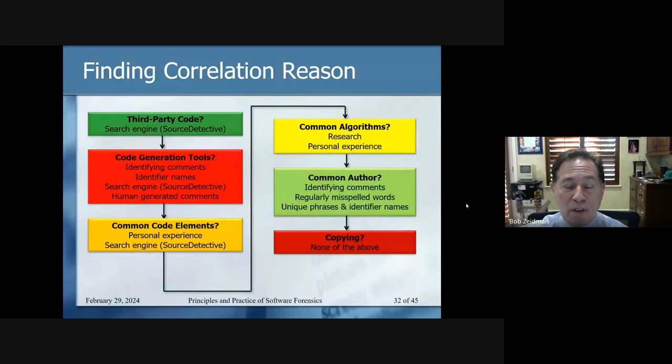Basically, you filter out third-party code. A lot of this utilizes Source Detective to see if this code is on the internet. But a lot of this also requires just experience, an experienced expert running the tool. You look for code generation tools. Code generation tools will usually have a comment at the top saying this was generated by such and such a tool, by Microsoft Visual Studio. So that's a big clue that file is probably not a sign of copying. Common elements, common algorithms, common authors. And again, if you get to the end and you still have any kind of correlation, it's a sign that copying occurred.